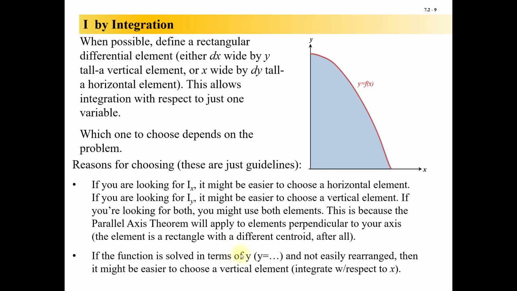So a lot of times we have equations solved for y. So y equals mx plus b or whatever. And if that's the case, then I'm usually going with a vertical element because it's already got a dx, it's already solved in terms of x, so I can just stick dx on the end, make my vertical element and integrate. It's usually a bit easier to carry out the integration.